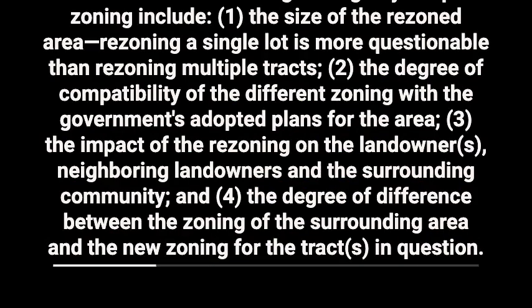Some of the factors considered by North Carolina courts when determining the legality of spot zoning include the size of the rezoned area. Rezoning a single lot is more questionable than rezoning multiple tracts. The degree of compatibility of the different zoning with the government's adopted plans for the area. The impact of the rezoning on the landowner, neighboring landowners, and the surrounding community, and the degree of difference between the zoning of the surrounding area and the new zoning for the tract in question.